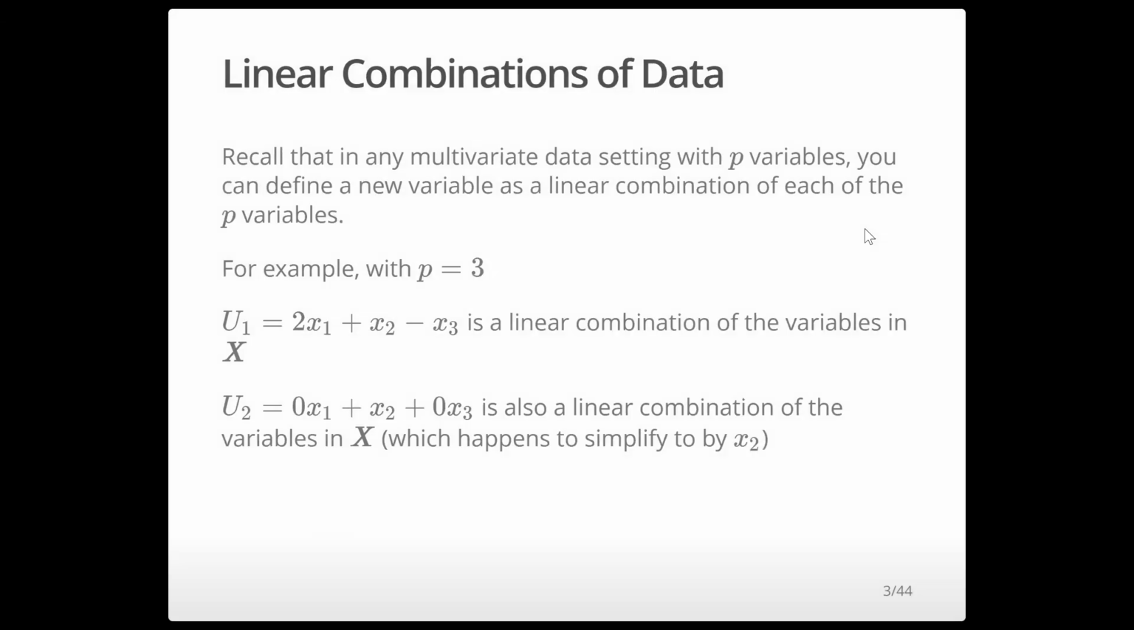So recall that in any multivariate data setting where you have p variables, you can define a new variable as a linear combination of each of the p variables. For example, if p is 3, we can define a new variable. We're going to call it u1 here as 2 times x1 plus x2 minus x3. And this is a linear combination of the 3 x's in the big bold x, where the big bold x is our multivariate data. So u is just a single variable that's a linear combination of 3 other variables. We could likewise define u2 as 0 times x1 plus x2 plus 0 times x3. This is also a valid linear combination, which also just happens to simplify to having u2 equal x2.